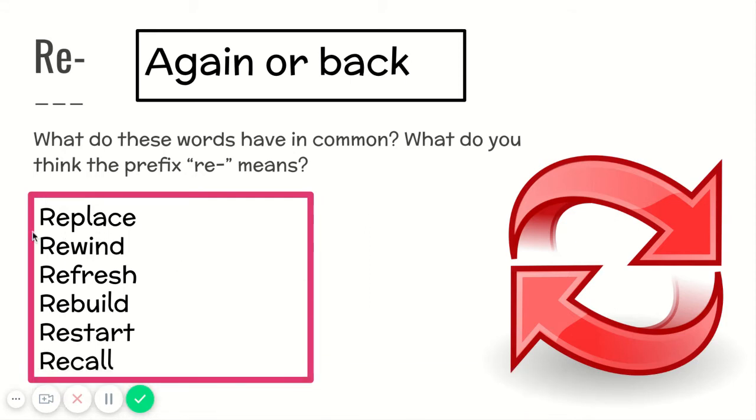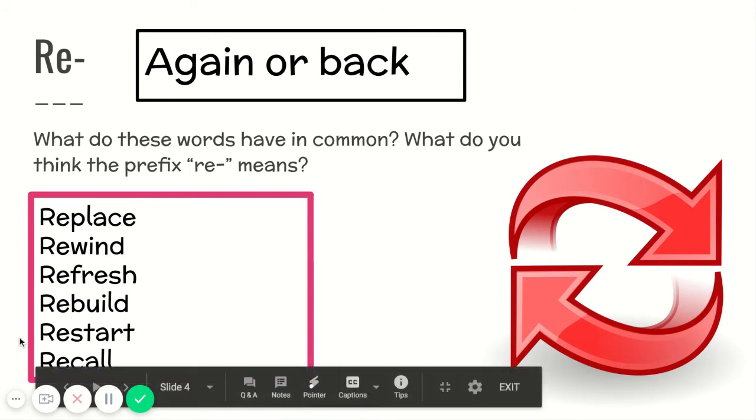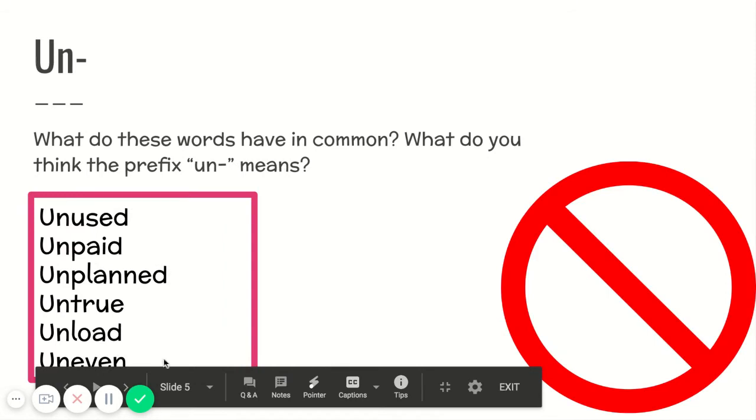For example, if we're talking about rewind, let's say you and I are watching a movie together and there's your favorite part and you accidentally missed it because you got up to go get the popcorn for us. If I rewind it, I'm going back to watch the same part again, right? To make sure that you don't miss your favorite part. So I want you to really think through using what you now know that re means. How is that going to help you to figure out the meanings of these words? Feel free to take a second, pause the slide, and really spend some time on that. We're going to move on to the next prefix.